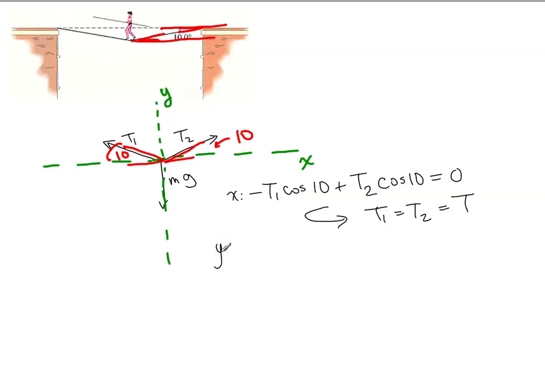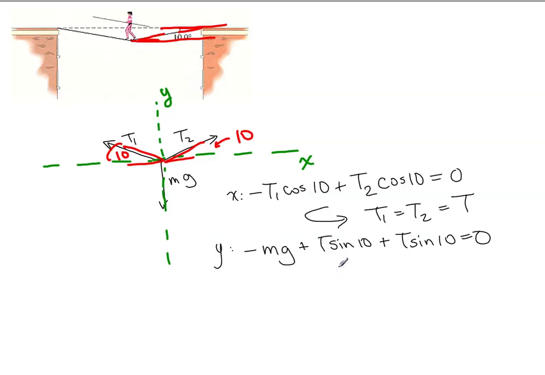And then I write the y equation. I'm going to have the mg, which is flat on the y-axis, that's going down. And then these two vectors are up, so they're both going to be positive, and we're going to use sine of 10. So we have plus T sine 10 plus another T sine 10. And again, that's equal to 0 because she's not moving at the moment.